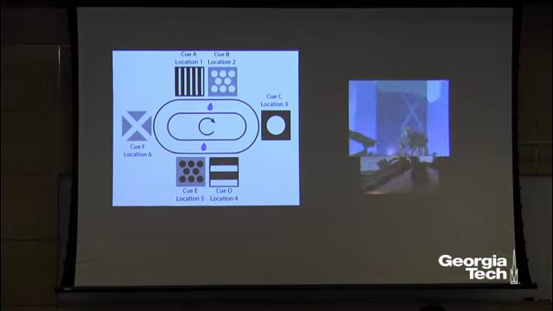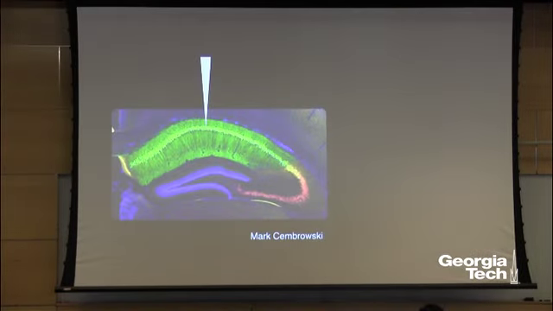Here's a weird sort of hybridized video that gives you a sense of the animal running. This video is not working, but the animal runs on the ball. That controls movement in this virtual space through this artificial environment. So while the animal's doing this, we can put an electrode in, do a whole cell recording in CA1.